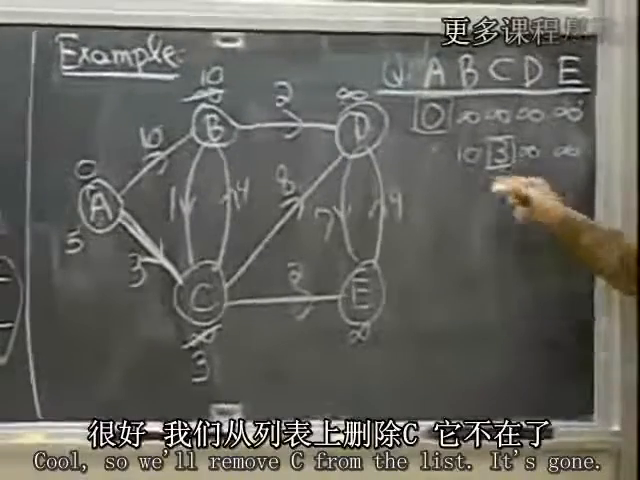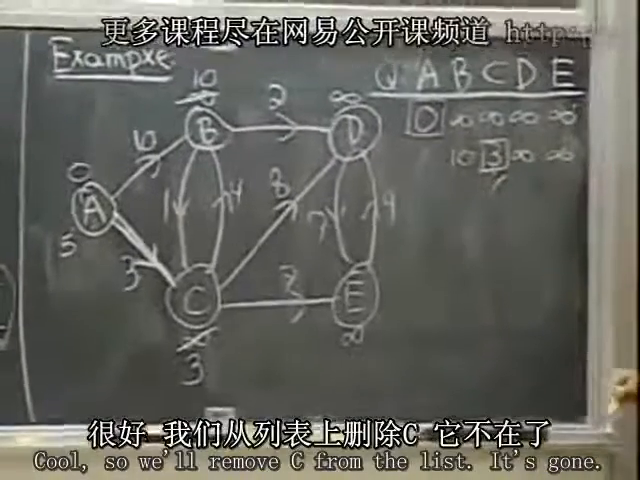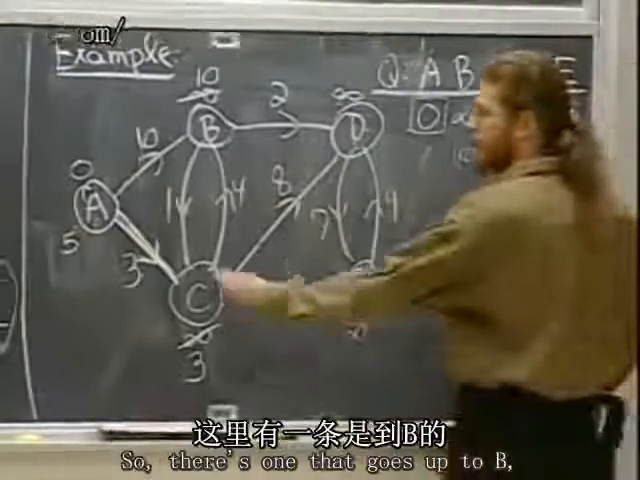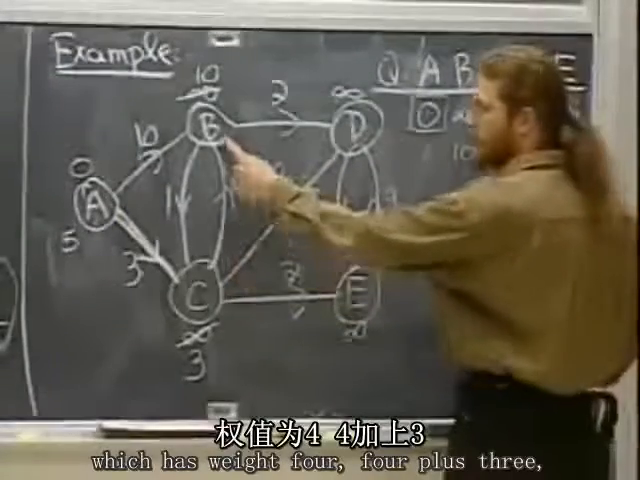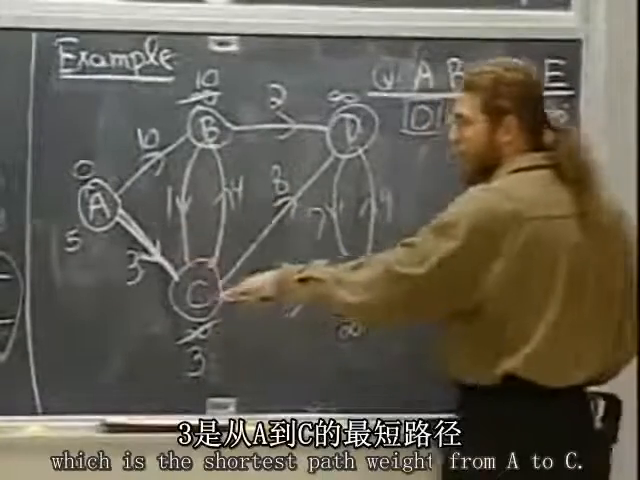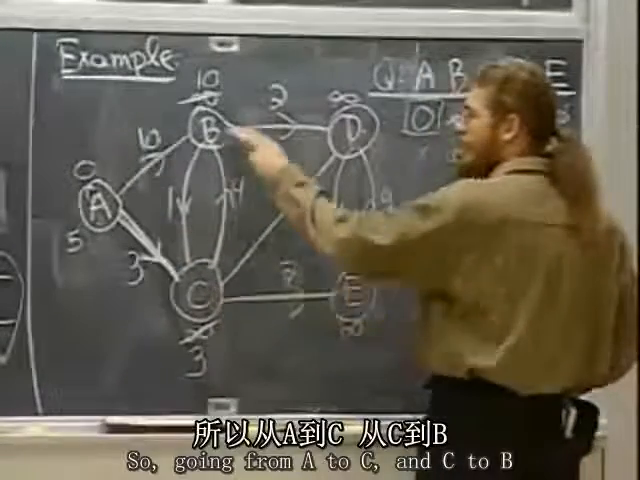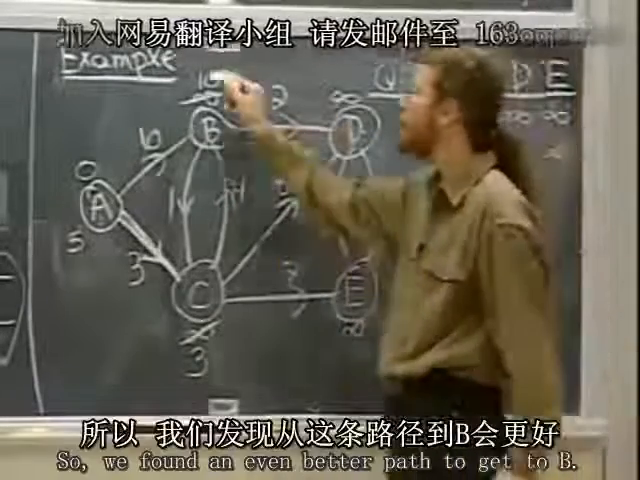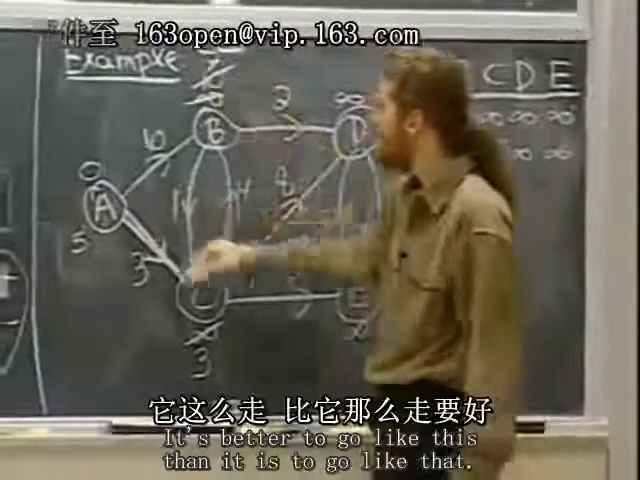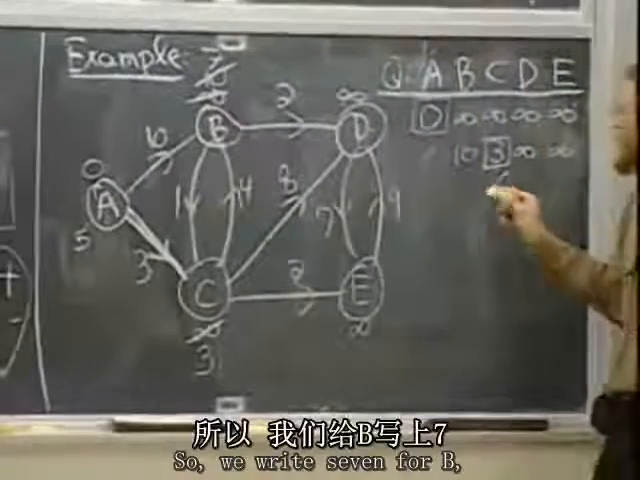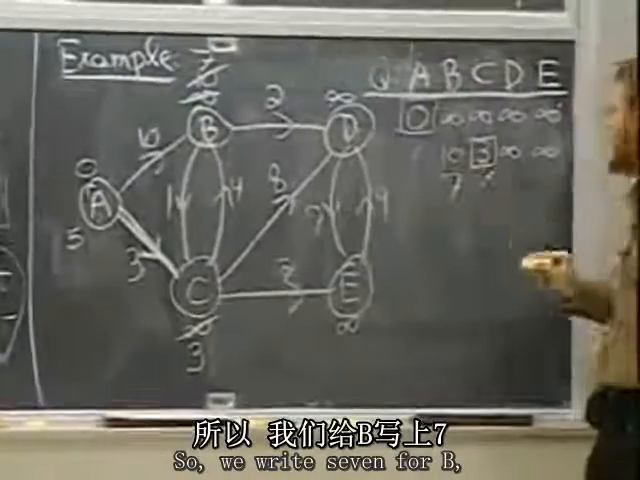Cool, so we remove C from the list. It's gone. And then we look at all of the outgoing edges from C. So there's one that goes up to B, which has weight 4. 4 plus 3, which is the shortest path weight from A to C. So going from A to C, then C to B, should cost 3 plus 4, which is 7, which is less than 10. So we found an even better path to get to B. It's better to go like this than it is to go like that. So we write 7 for B.